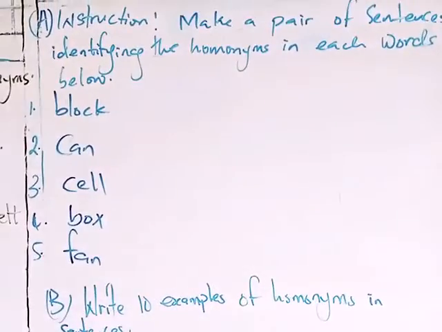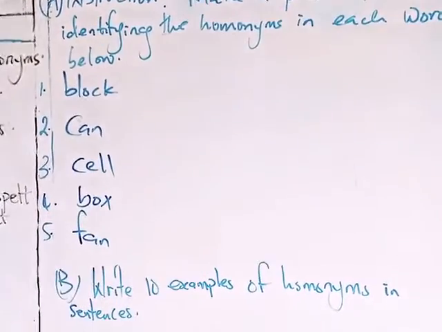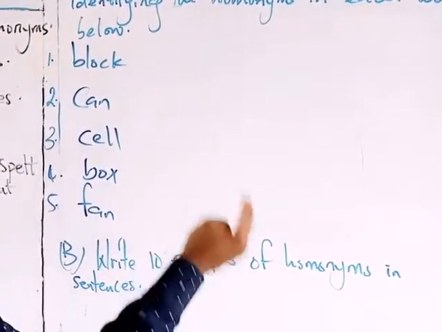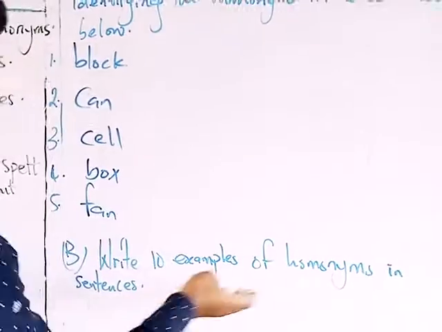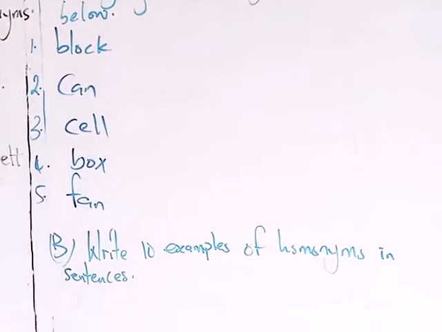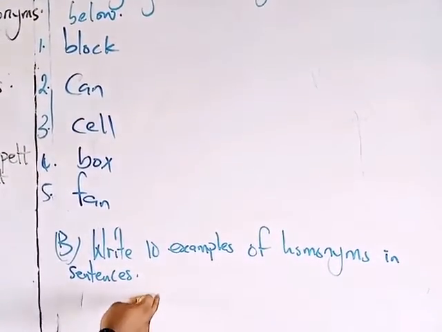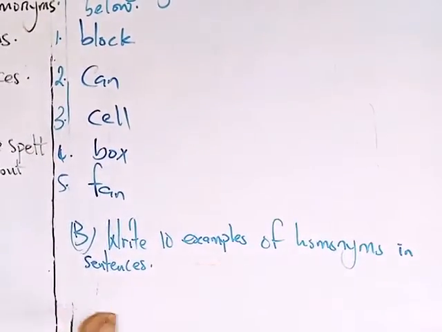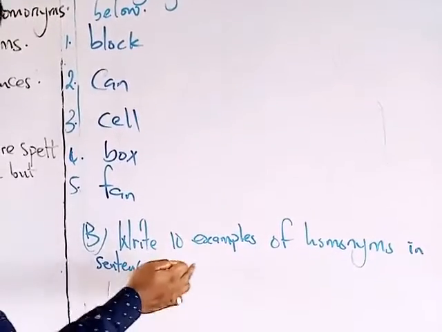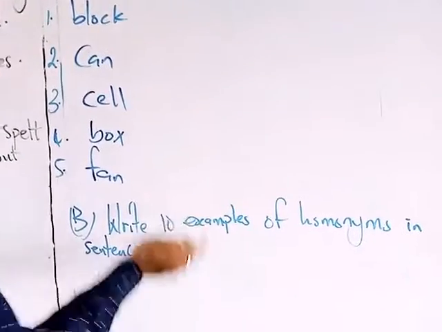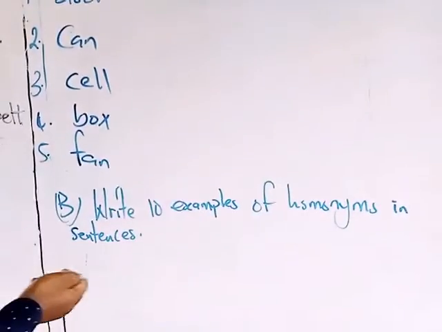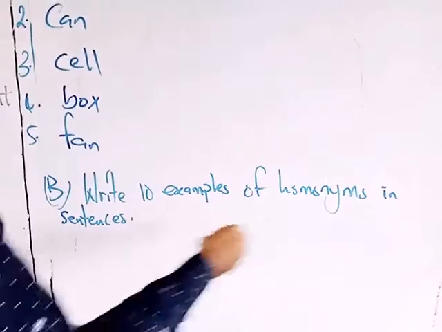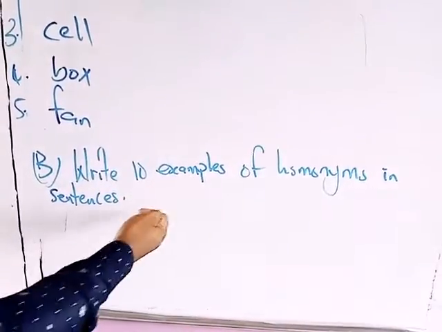Now, over to question B, you're going to write on your own 10 examples of homonyms in sentences. You're also going to follow this pattern: you write 10 examples and make 2 pairs of sentences to differentiate each word. So I'll be expecting, under this, 20 sentences. And ensure that you underline each homonym in the sentence so that it will be easy for me to identify it.